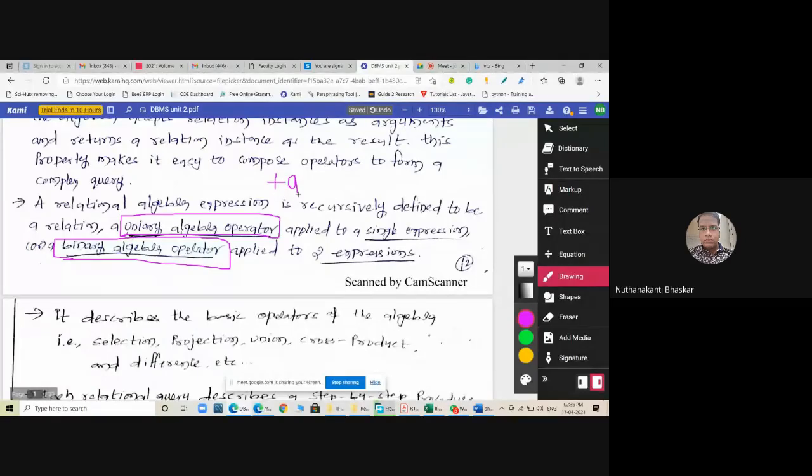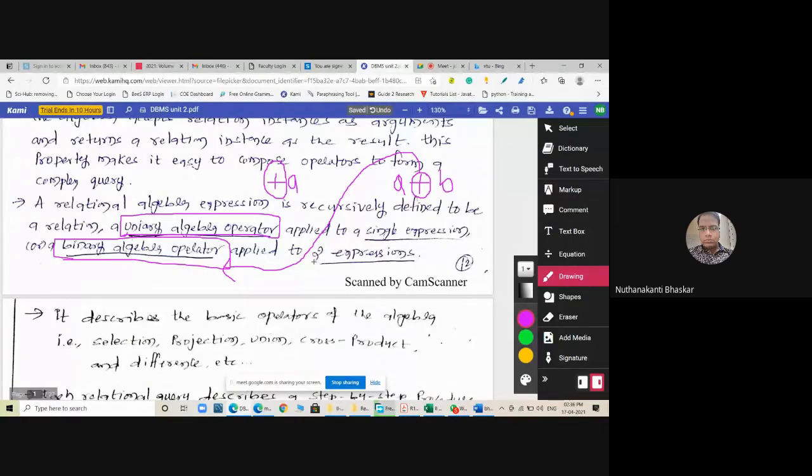Here, plus A. How many operands are there? Only one, so it is a unary operator. If I write A plus B, how many operands are there? Two. So now this plus is a binary operator. This is the difference.